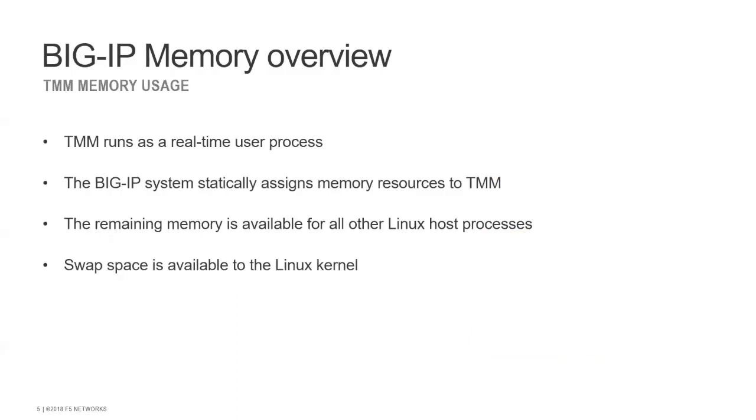TMM runs as a real-time user process within the Linux host operating system. The BIG-IP system statically assigns memory resources to TMM and potentially to other module-related processes, depending on the module provisioning. The remaining memory is available for all other Linux host processes. And the BIG-IP system creates swap space during software installation on disk. This swap space is available to the Linux kernel.